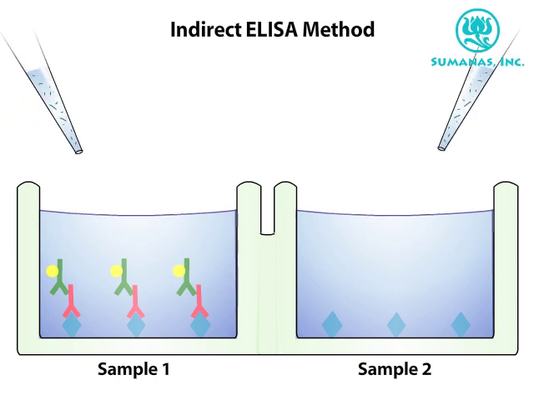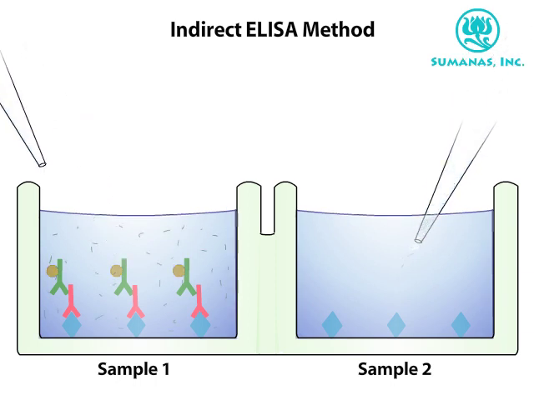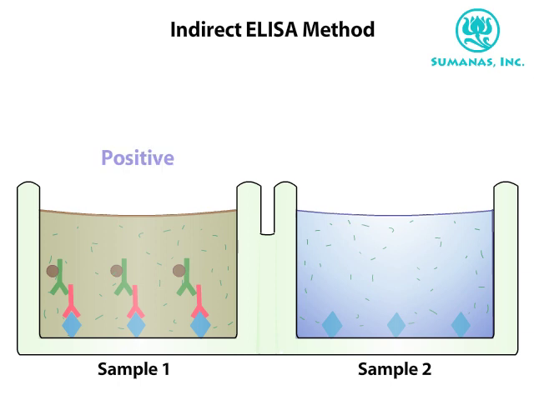The substrate for the enzyme is now added. A color change indicates that sample 1 contains antibodies that react against the original antigen.